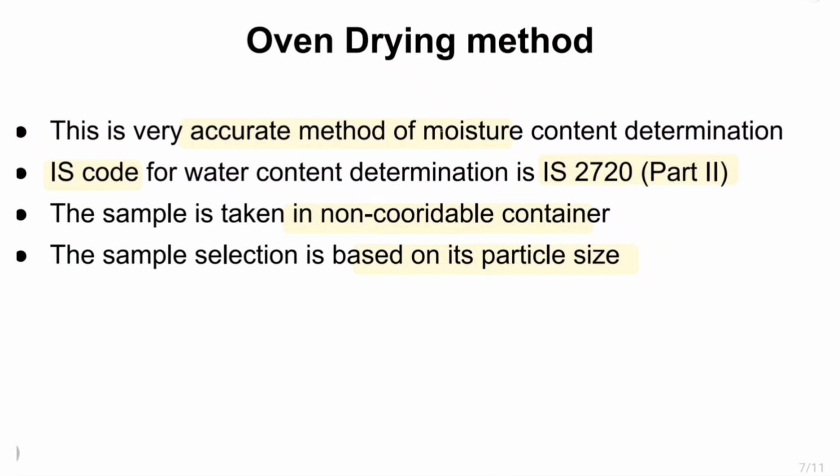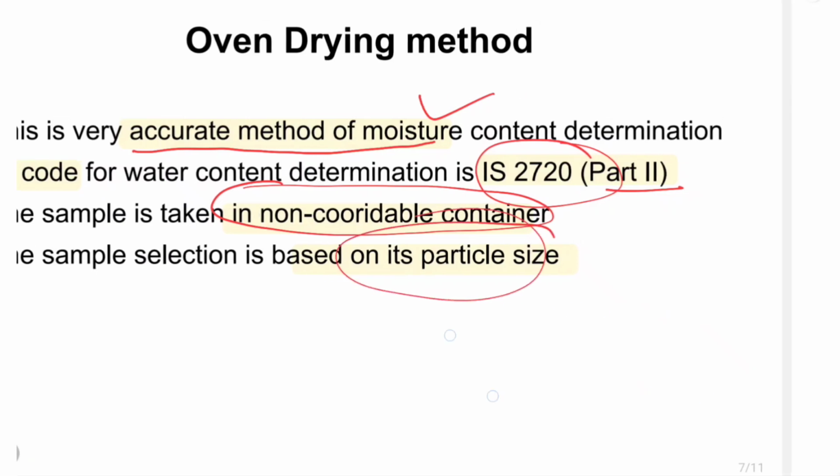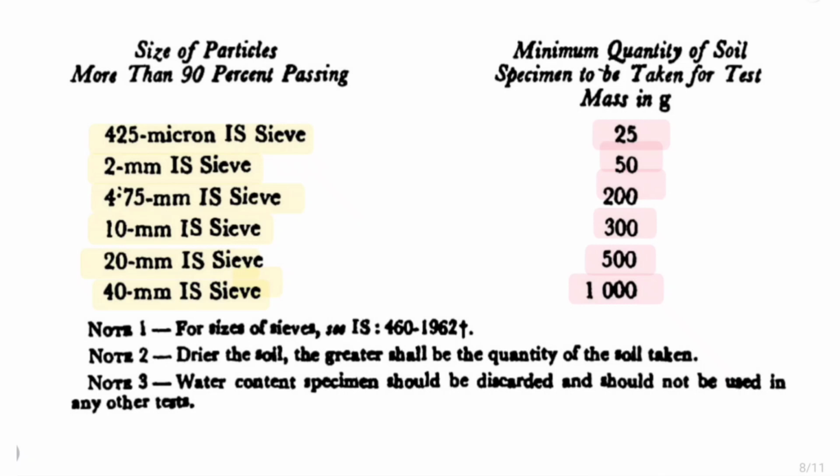Now, this oven drying method is considered the most accurate method to calculate the moisture content. The IS code for the oven drying method is IS 2720 Part 2. In this method, the sample is taken in a non-corrodible container. The required mass of sample is based on the particle size of the soil. IS 2720 has given the guideline regarding the minimum required quantity for water content determination with respect to different sizes of soil specimen.